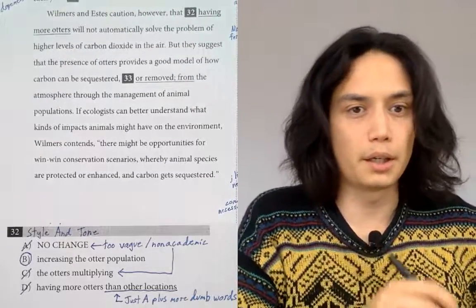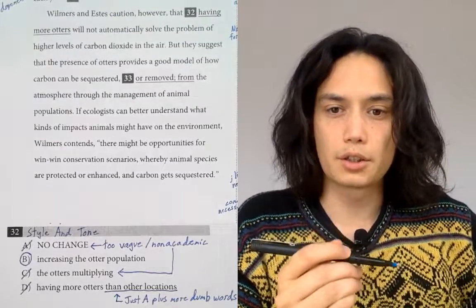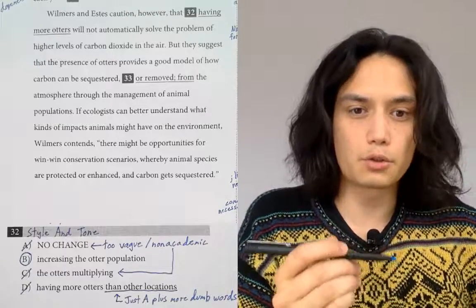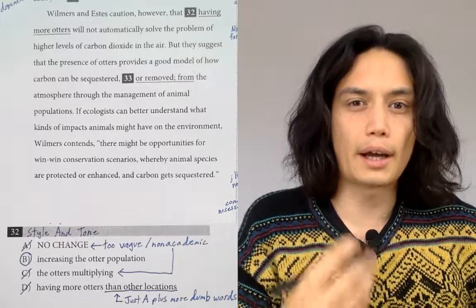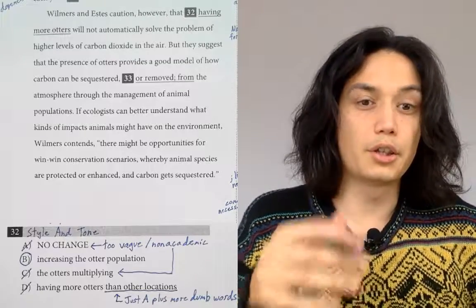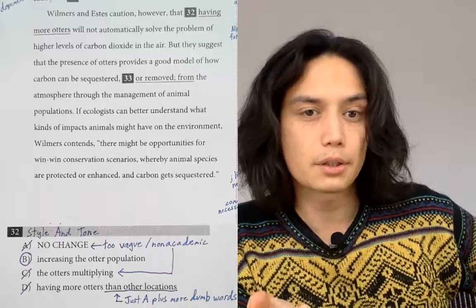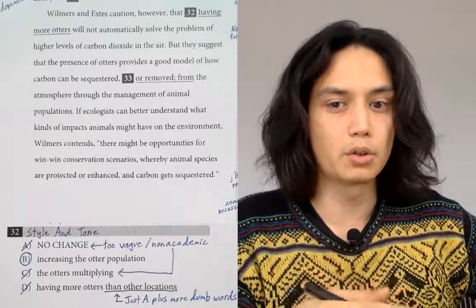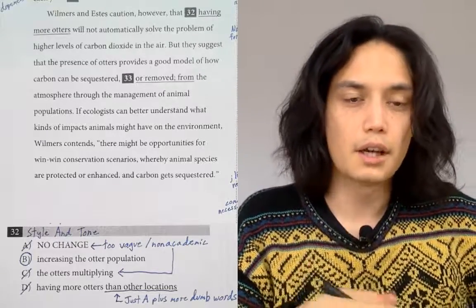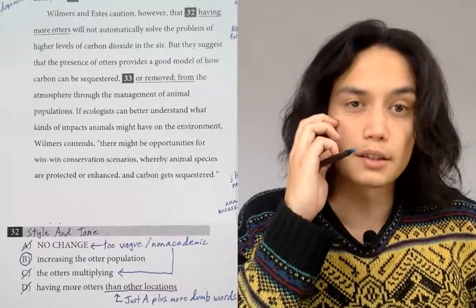Now whenever you see a question in the writing section, you want to go read that question on the page. And here, reading this question, we can see that the answer choices just vary with respect to how they're going to phrase the same thought. So should we say having more otters, or increasing the otter population, or the otters multiplying, or having more otters than other locations? These are just different ways of phrasing the same thought.